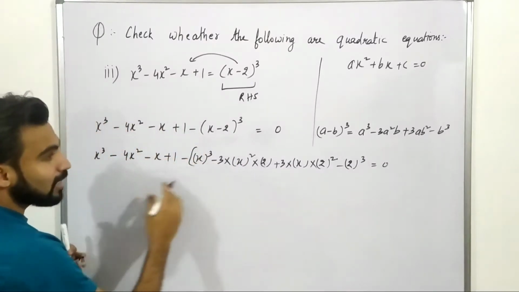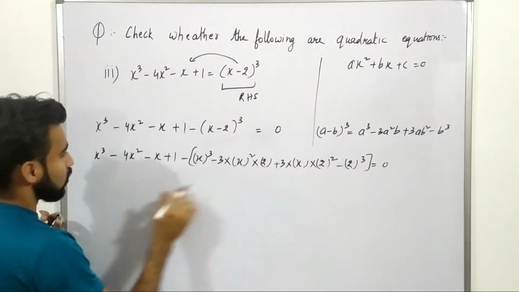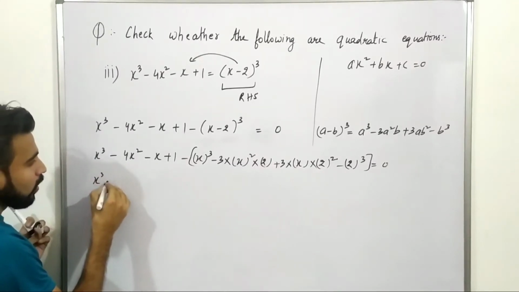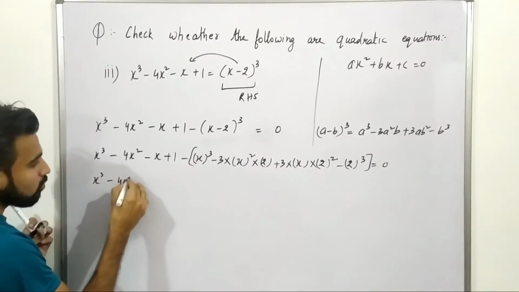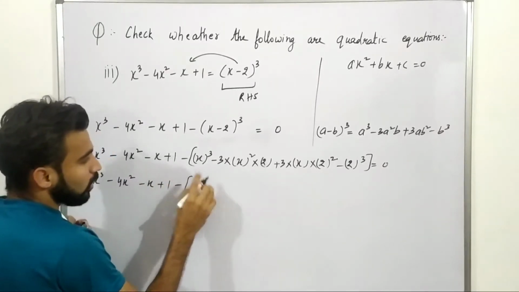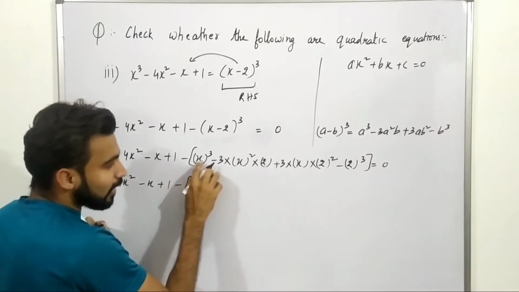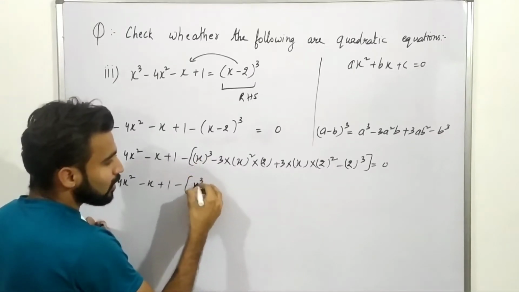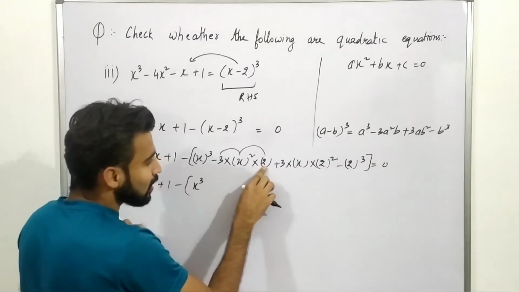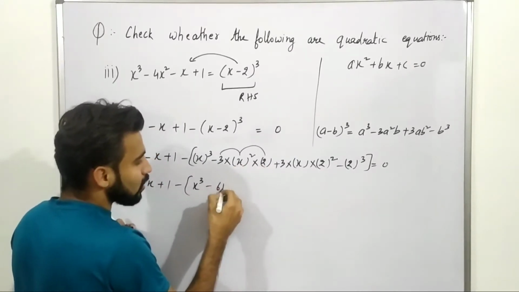Now next step is I have to simplify this again. So first let me write this as it is. So that will be my x cube minus 4x squared minus x plus 1. Now let me open the bracket here. So this will be x cube. Now if I just multiply these, so there will be 3 cross 2, that is 6. 6 into x squared will be 6x squared.